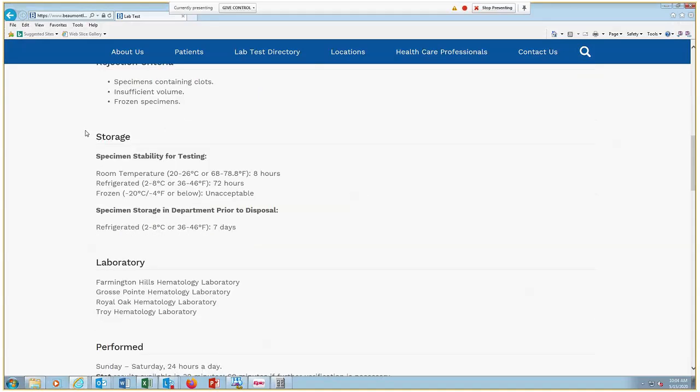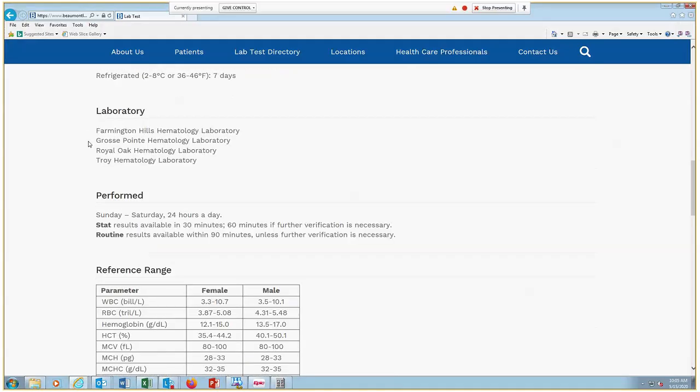Under storage, these are applicable to the office or the laboratory setting in order to retain specimen viability. In the case of our CBC, the specimen is viable for 8 hours at room temperature, refrigerated for 72 hours, and as we discussed under rejection criteria, it is unacceptable if the specimen is frozen.